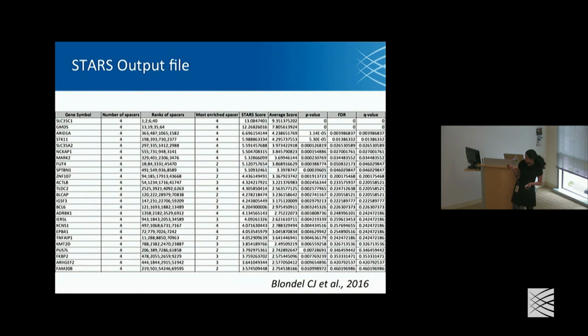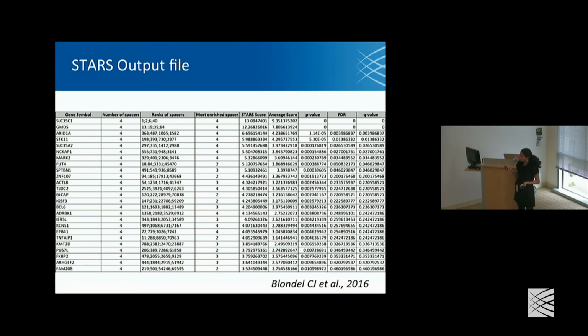So that was STARS, and you get an output file for STARS that looks somewhat like this. In the first column is the gene symbol, and as I said, not all genes in your library will be in this file. Only those that had at least 2 perturbations scoring within the hit threshold that you picked will be in this file. So your first column is your gene symbol. The second column tells you the total number of perturbations that targeted this gene. The third column gives you the actual ranks of the guide RNAs.